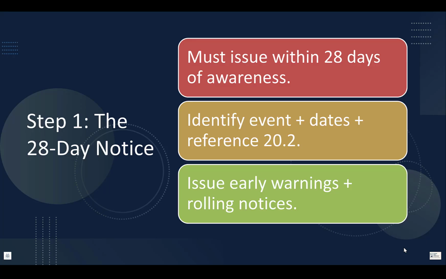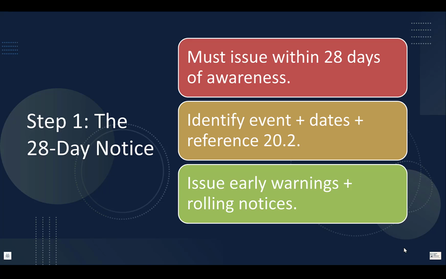So let's look at how to prepare a claim. Step number 1, the 28-day notice. Notice is the first EOT weapon. Under clause 20.2.1, the notice must be issued within 28 days, as we discussed before, as soon as practicable, but no later than 28 days after becoming aware, or when you should have become aware of the event.